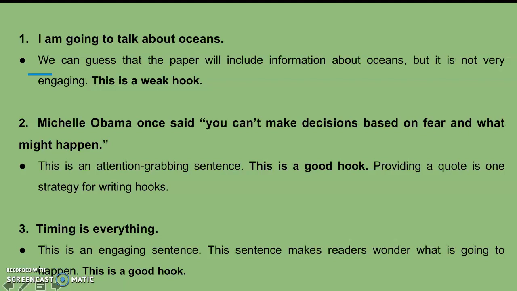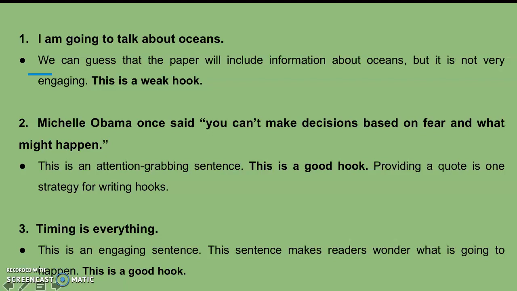What about the second sentence? Is this a strong or a weak hook? Michelle Obama once said, you can't make decisions based on fear and what might happen. This right here is an attention-grabbing sentence. This is a good hook. Providing a quote is one strategy for writing hooks. We'll look at a few more strategies in a minute.